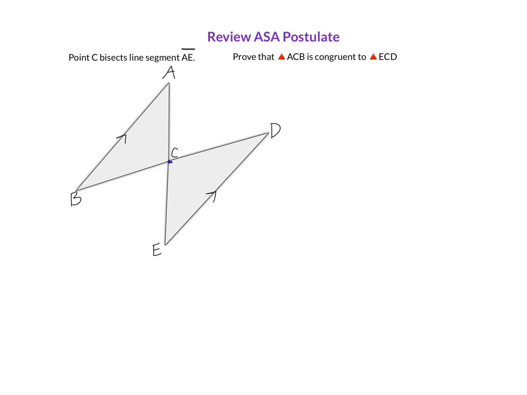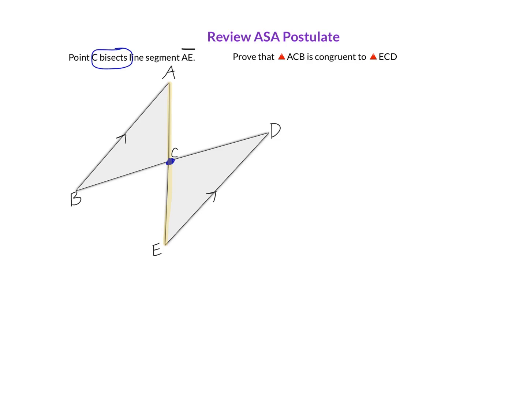So I want to show you what that means. I'm going to identify point C here. This line segment AE is being bisected. The word bisect means that it's going to be cut exactly in half. So for example, if this entire line segment AE was 10, then AC has to be 5 and EC has to be 5, okay? Because it's being cut in half.